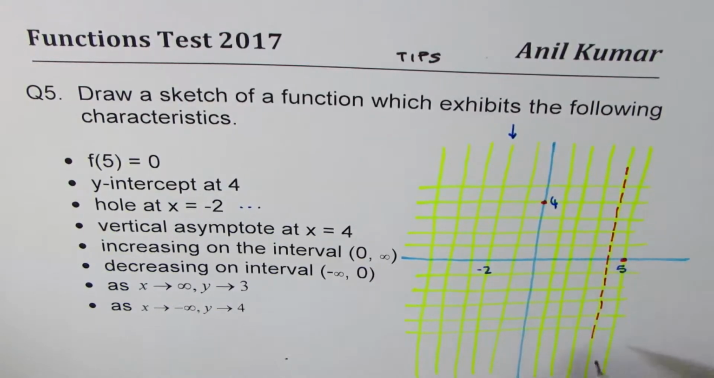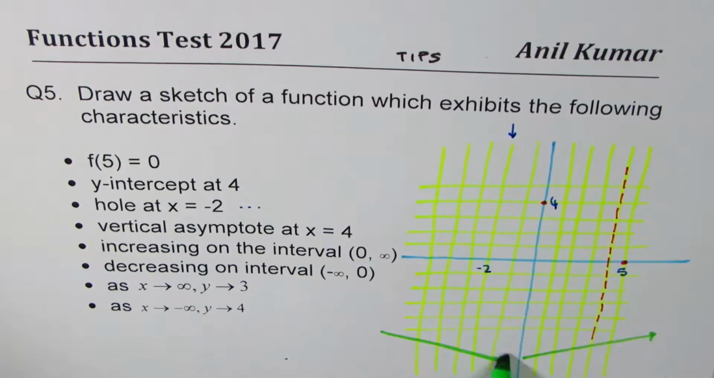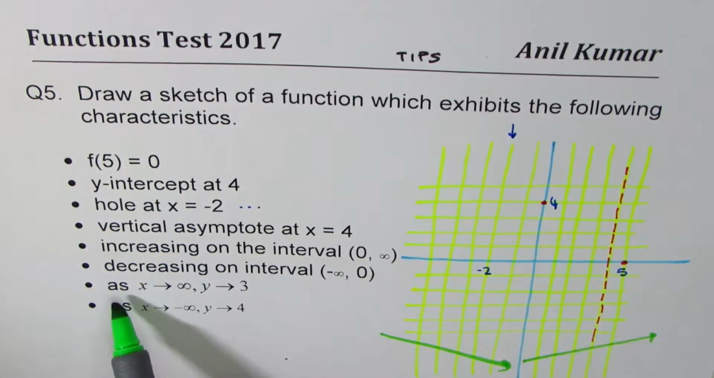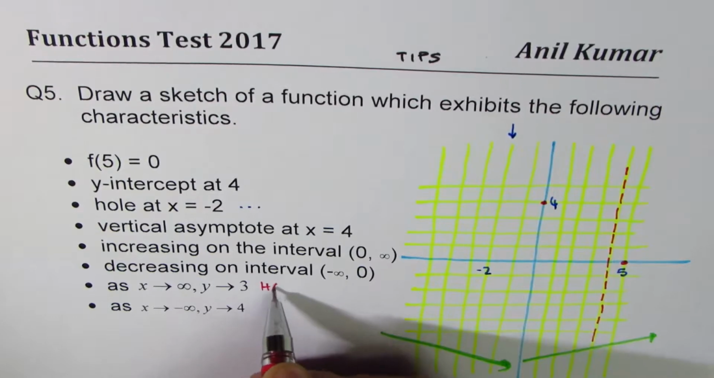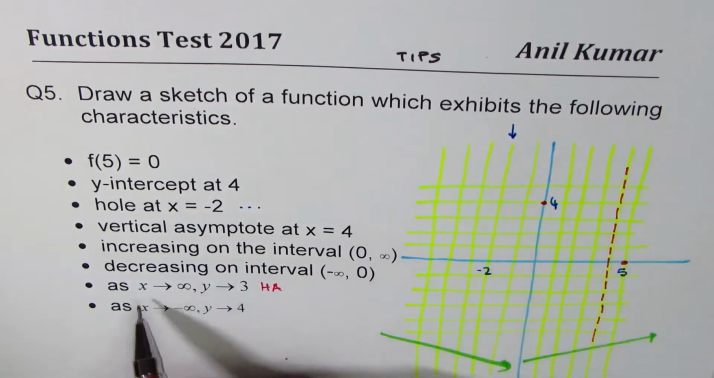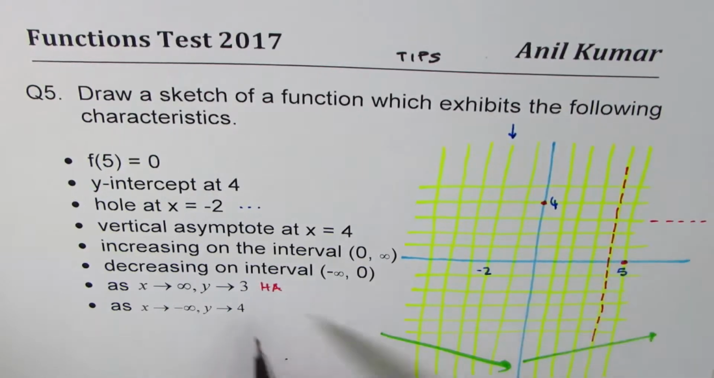Do you see how we read and do something on the graph to help us out? Increasing on interval 0 to infinity, that means in this interval the graph is increasing, and decreasing on this interval means it is decreasing. And then we have as x approaches infinity, y approaches 3. This means we have a horizontal asymptote, right? y equals 3 when x approaches infinity. So this is 3, so we have a horizontal asymptote here.